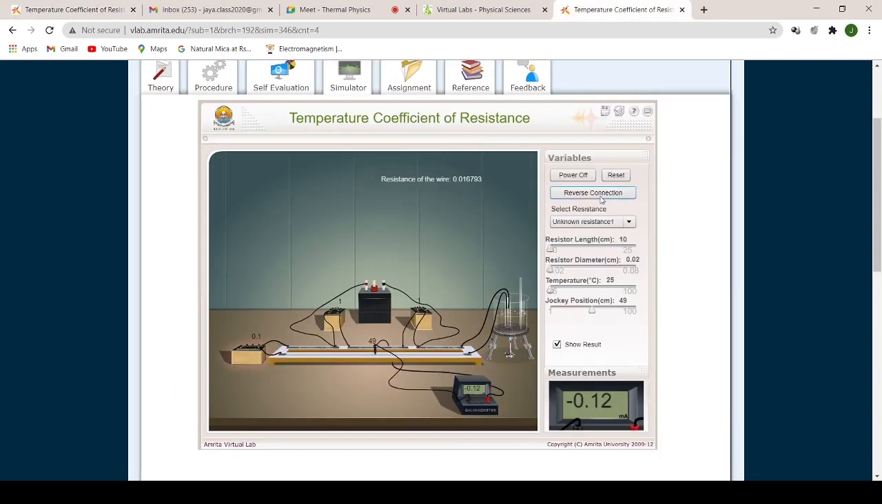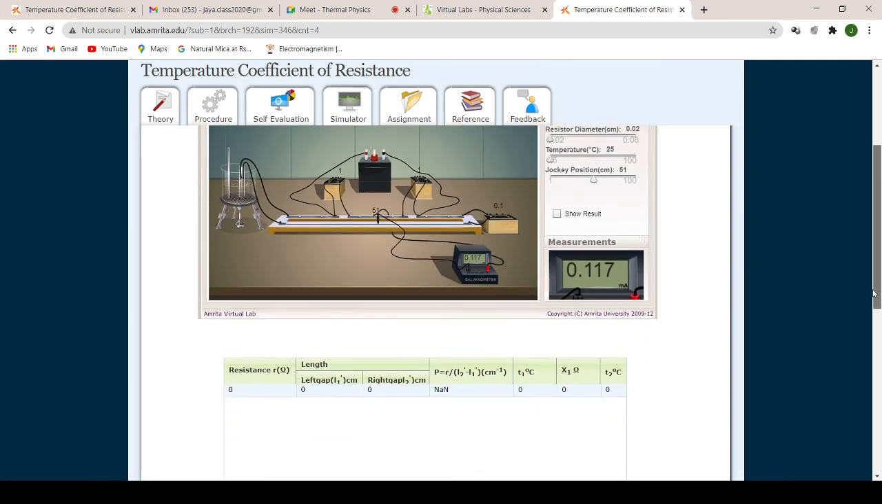You have to reverse the connection. So switch off the power, reverse the connection. Yeah, power should be on. Right. Slide the jockey, find out where you get 0 deflection. At 51 I am getting 0 deflection. So what is the temperature? It is 25, and you are going to note down what is L1 and L2.